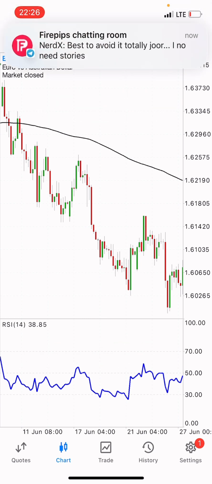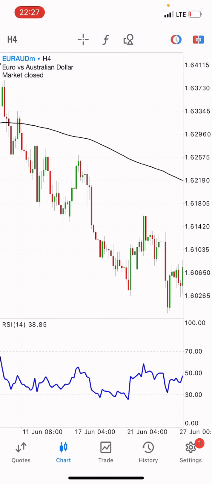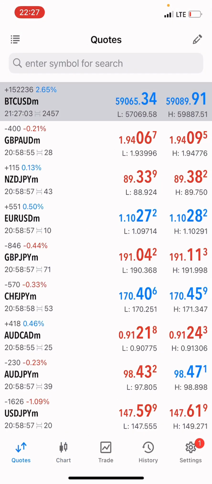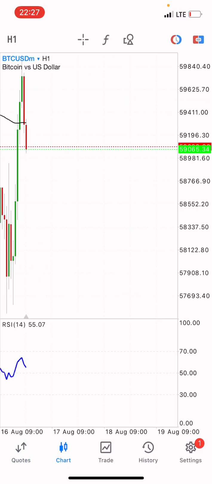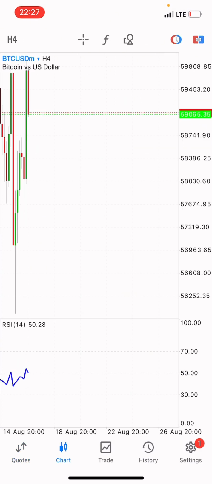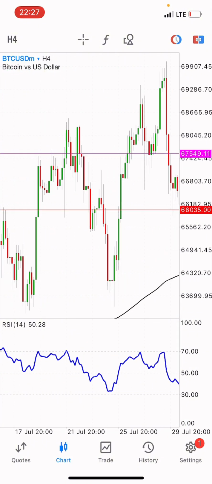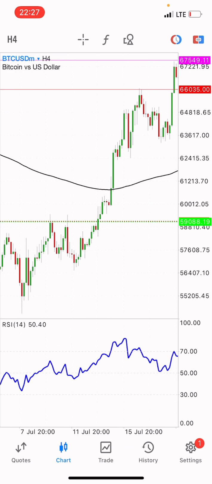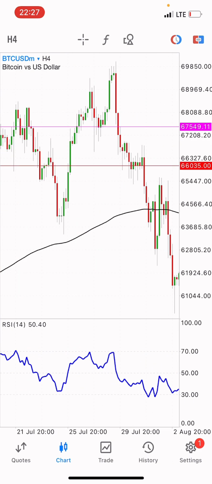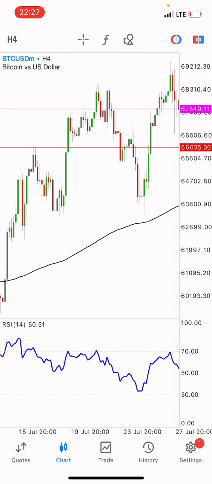So I won't waste much of your time, and I'll just go straight into what indicators or what particular things we need for this strategy. First thing we have to do is go and click on our Bitcoin chart. So this is our Bitcoin chart, and I'll be using the 4-hour time frame to illustrate this strategy at the moment. We just need two indicators here, which is the moving average and the RSI, and I'll give you guys the settings for each of the indicators.